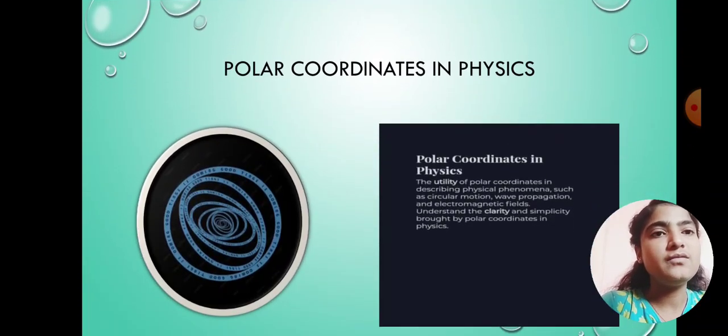Polar coordinates in physics. The utility of polar coordinates in describing physical phenomena such as circular motion, wave propagation and electromagnetic field. Polar coordinates are useful in describing physical phenomena such as circular motion, wave propagation and electromagnetic field, etc. They are also useful in understanding the clarity and simplicity of polar coordinates in the physics field.